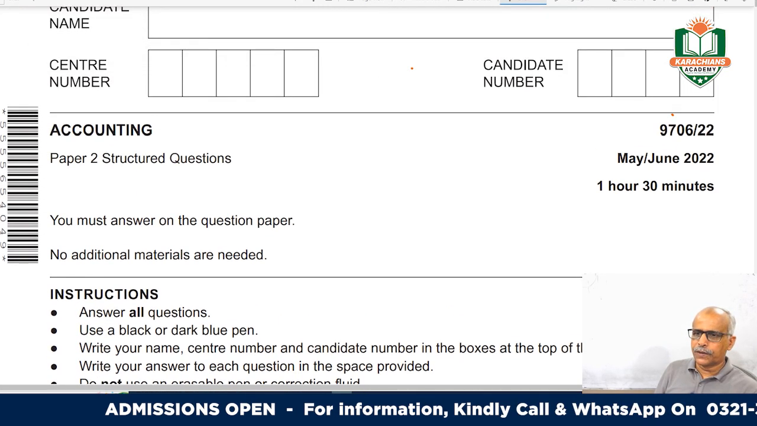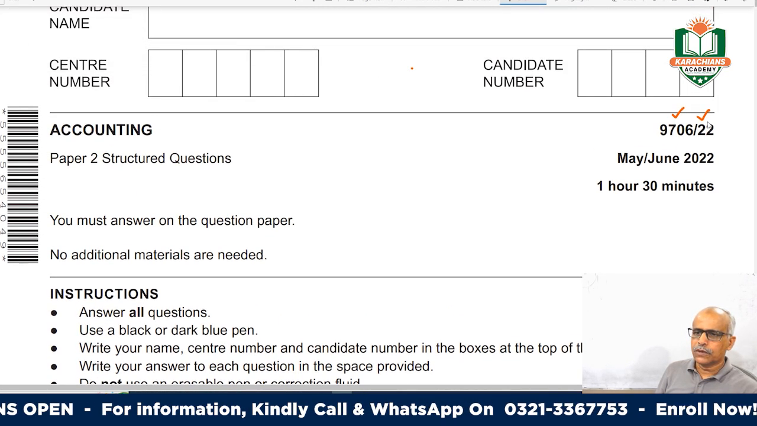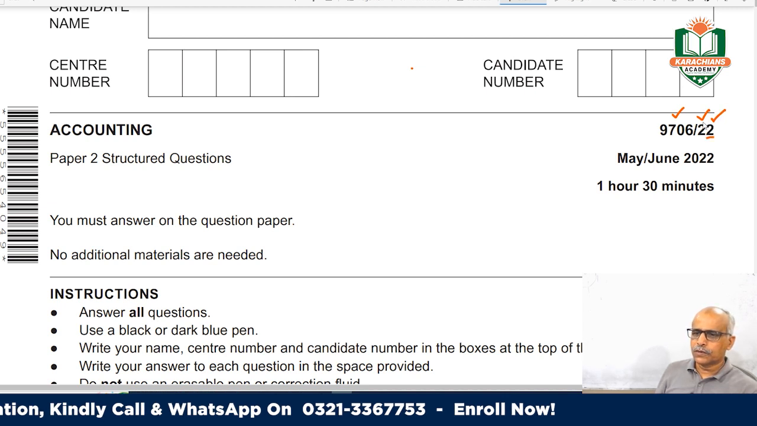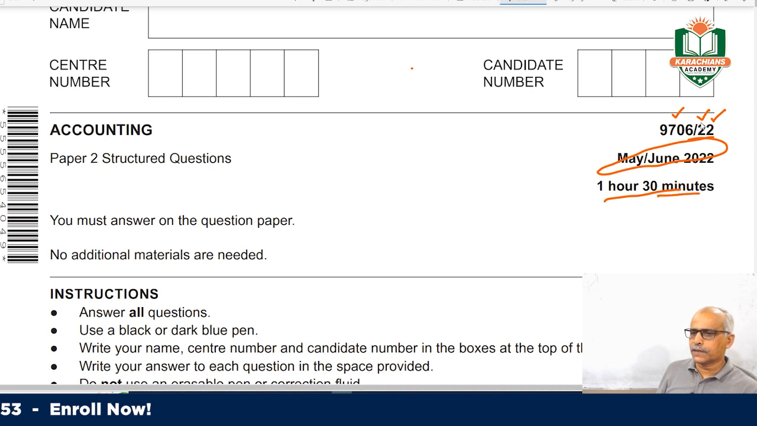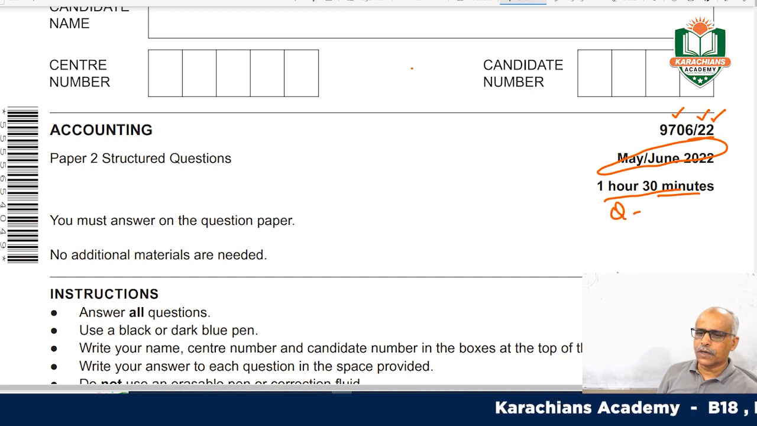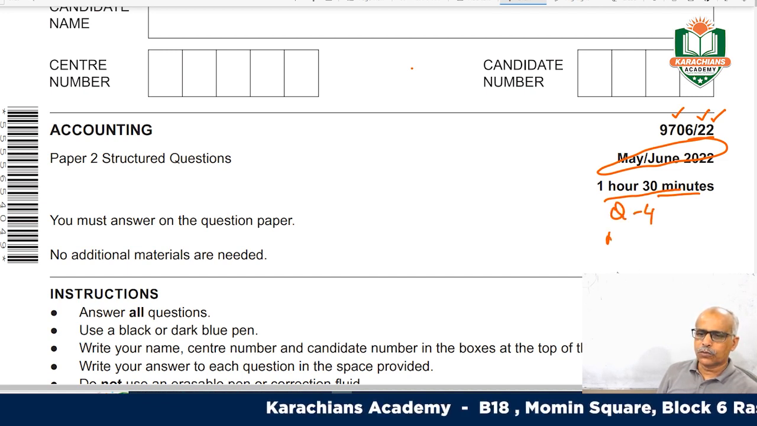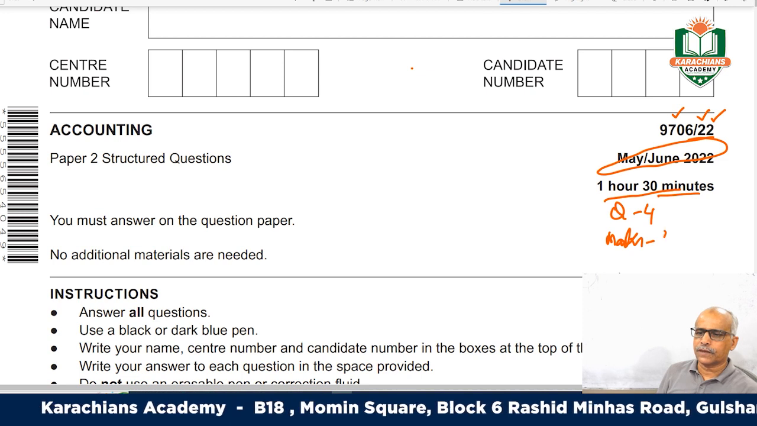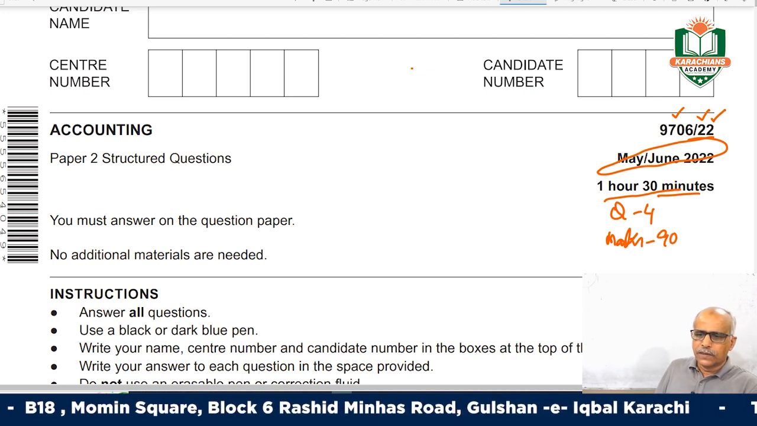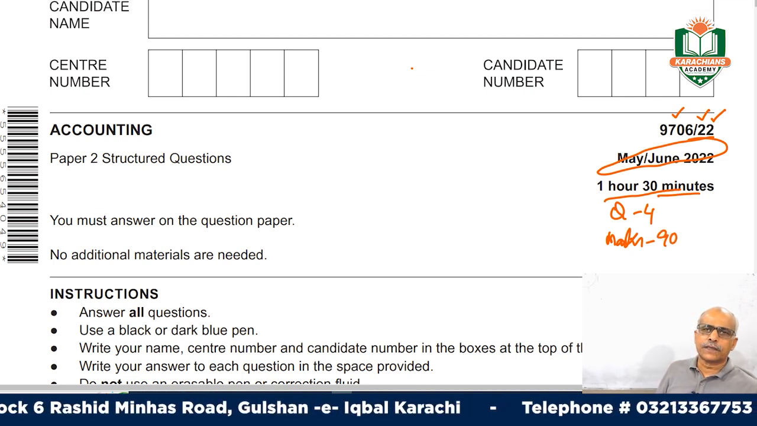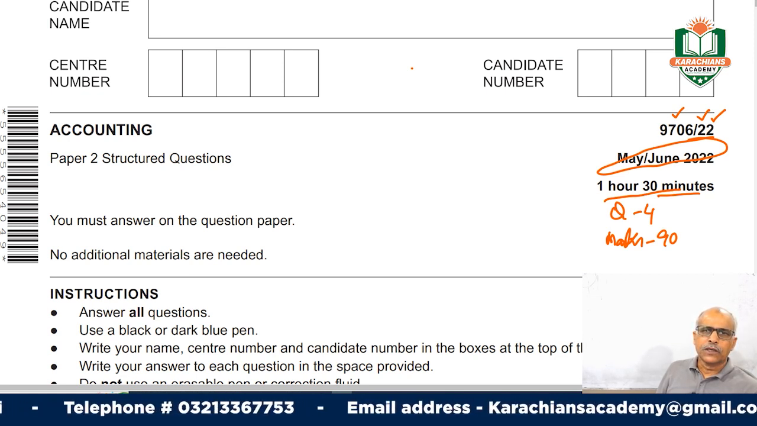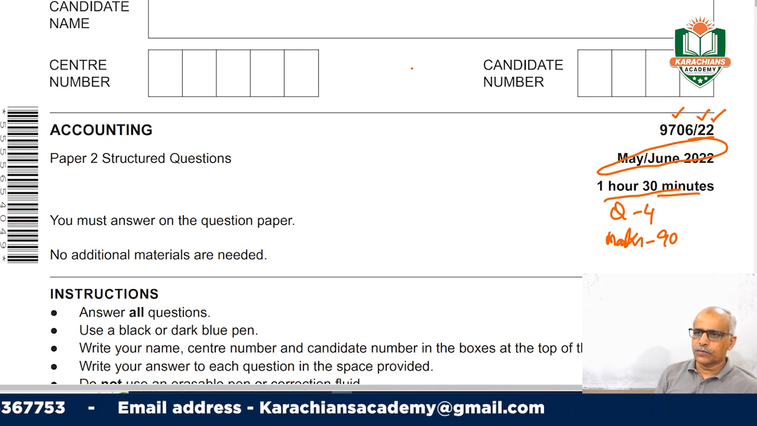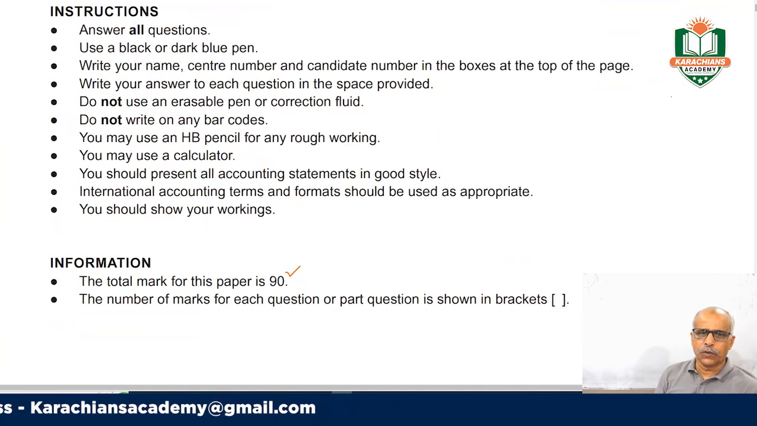This is paper 9706, paper 2 and version 2, May-June attempt. The total time you have is 1 hour and 30 minutes, total questions are 4 and total marks you have are 90, right? So you have to plan your timings, do exercises and do more practice to manage your time. So first, let's move on and see what question number 1 says.